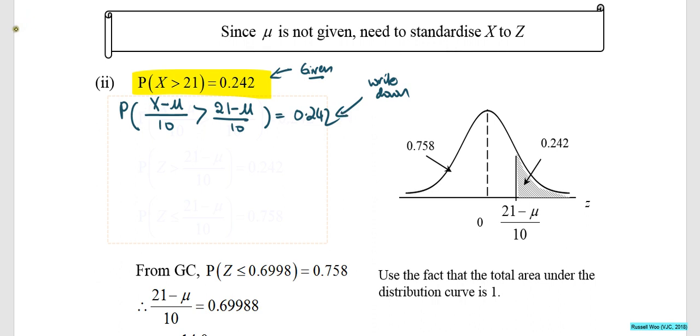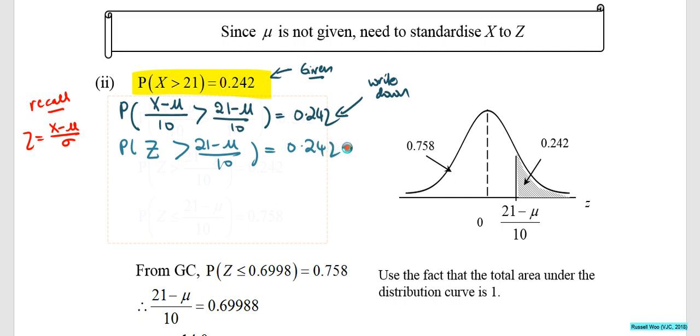Then again I say, what is z? X minus mu over sigma is actually z. Correct? Recall. Then this is obviously the probability z greater than 21 minus mu over 10 equal to 0.242. Now, can we use inverse norm now? Yes, because now z is a known distribution, mean 0, standard deviation 1. But for the benefit of everybody, we had better change it to a lower bound area. Because now this upper bound area is 0.242.